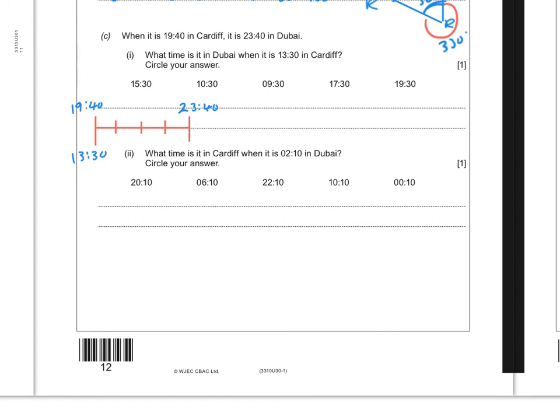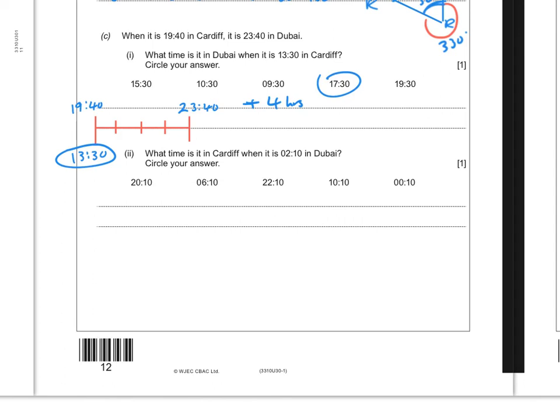So we know Dubai is 4 hours ahead. Whatever the time is in Cardiff, we need to add 4 to get to the time in Dubai. So if it is 1:30 in Cardiff, adding 4 hours onto that will take us to 5:30 in the evening in Dubai.